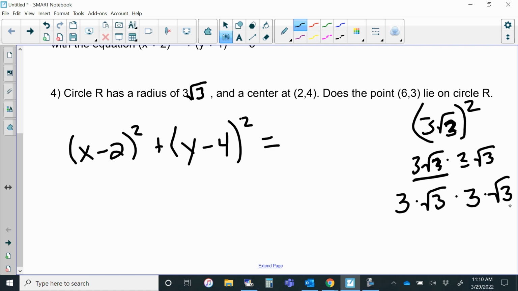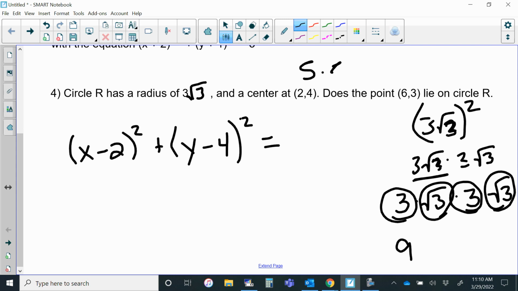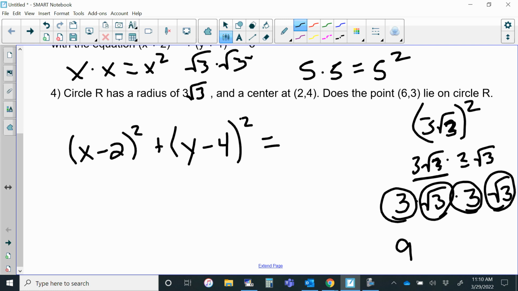Because multiplication is commutative, which means I can do 3 times 3 first, which is what? And then I want to do the square root of 3 times the square root of 3, because what happens anytime you times something by itself? What is 5 times 5? Don't tell me 25. It's 5 squared. What's x times x? So what is the square root of 3 times the square root of 3? Square root of 3 squared.